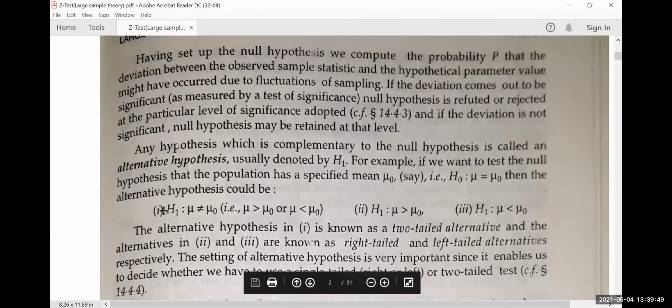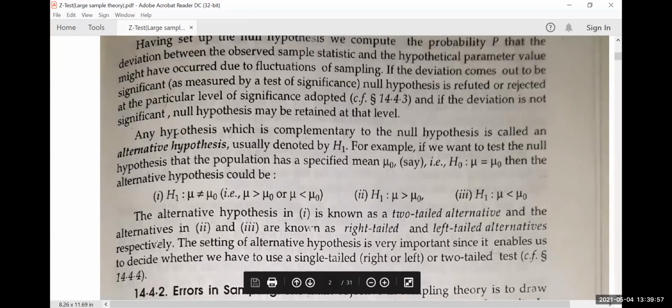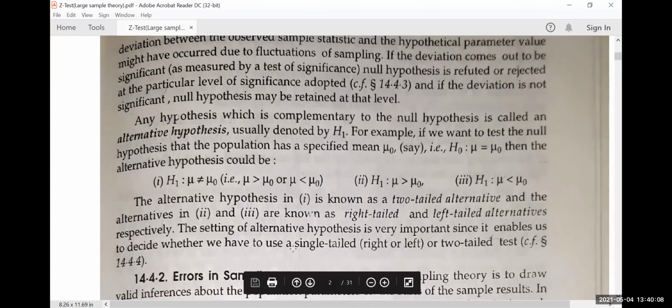इसमें दोनों केसेस आ जाएंगे, greater than or less than. Either it is greater or less than. या mu अकेला mu naught से बड़ा है या mu is less than mu naught. The alternative hypothesis in one is known as two-tailed alternative, and the alternatives in 2 and 3 they are known as right-tailed and left-tailed alternatives respectively. Right? So the setting of the alternative hypothesis is very important since it enables us to decide whether we have to use a single-tailed or two-tailed test.